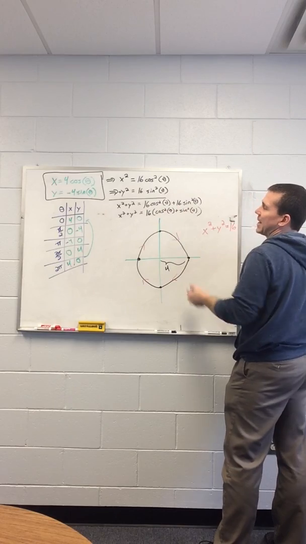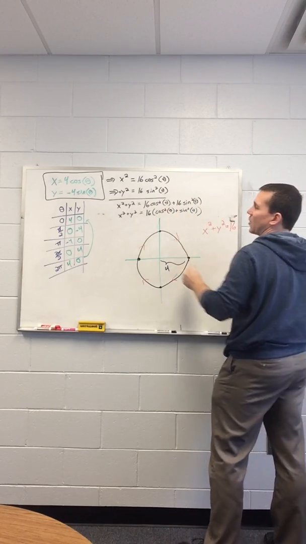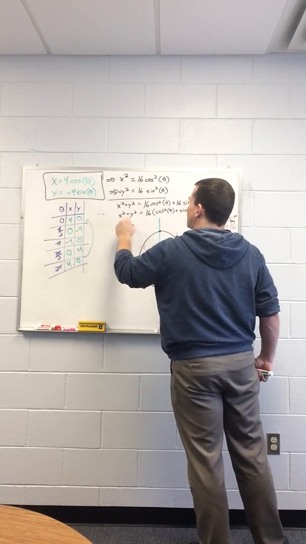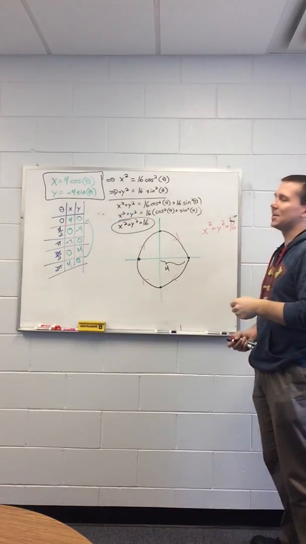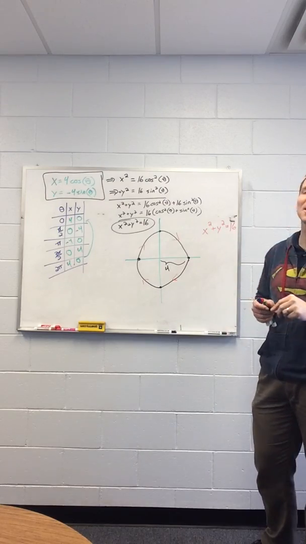But we know from our Pythagorean identity, cosine squared plus sine squared is 1, so this just becomes x squared plus y squared equals 16. The equation of a circle centered at the origin of radius 4. Exactly what I wanted.